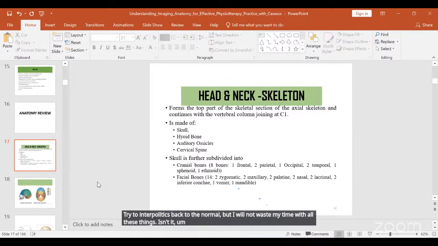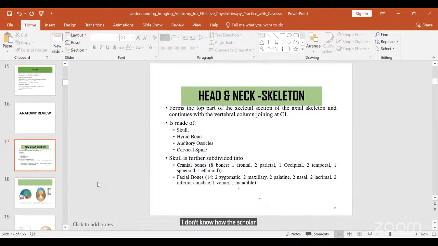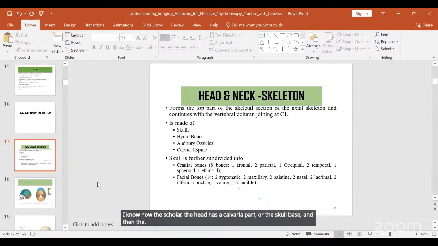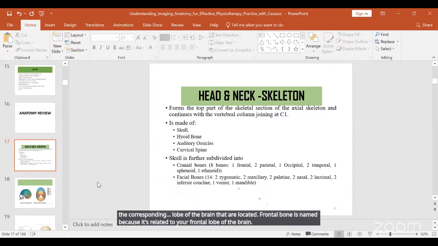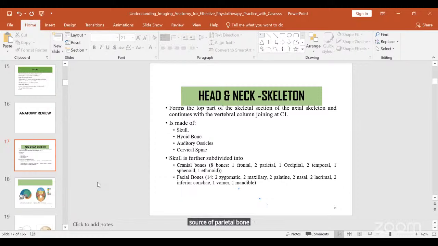For us to discuss neuro is like discussing the head and neck, and how the skull, the head, has the calvaria part or the skull base, and then the facial components. Of course, the cranial bones, we have those ones. Usually, they are named after the corresponding lobe of the brain that they are allocated to. Frontal bone is named because it's related to the frontal lobe of the brain. So parietal bone or occipital bone. I hope we remember that.